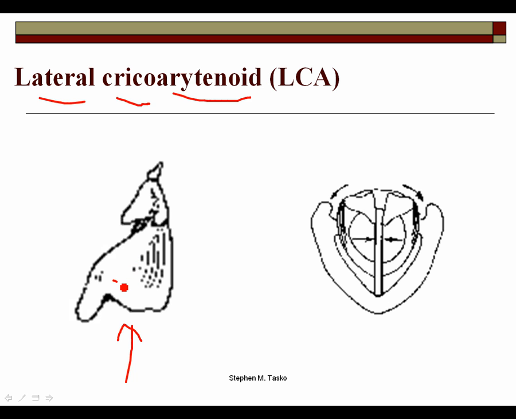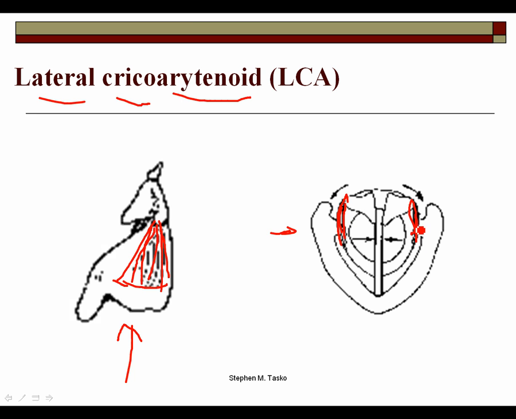So it has muscle fibers that sort of rise up from the lateral surface of the cricoid and insert onto the muscular process of the arytenoid cartilage. And you can see in this particular view here, if you look from above, these are the fibers that you're looking down on of the lateral cricoarytenoid.